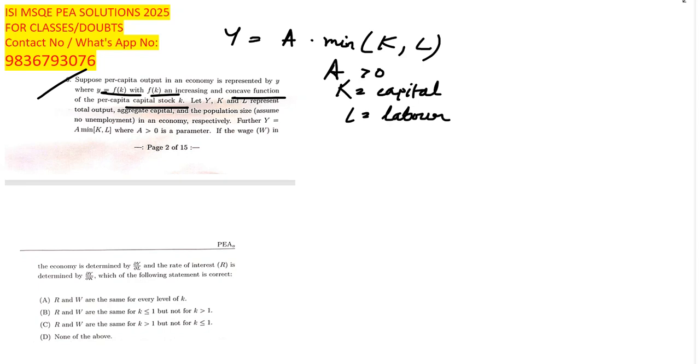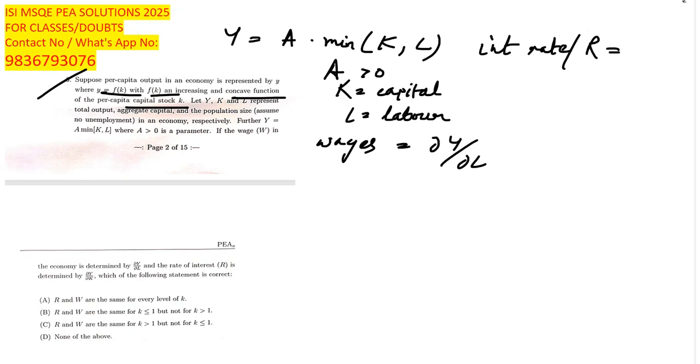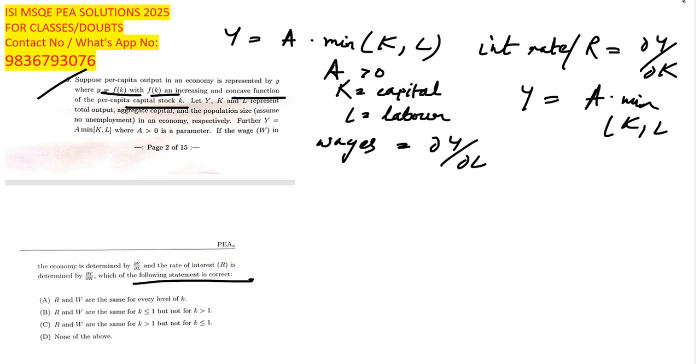Okay, so wages is what? Wages and interest rate R is, so production function being Y is, so we have to find out which of the following statements is correct. Okay, so Y is a minimum of AK and L given.